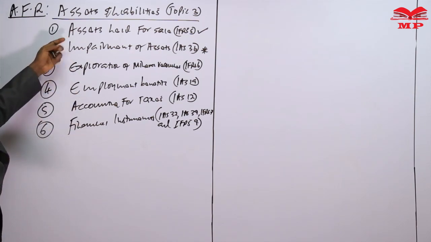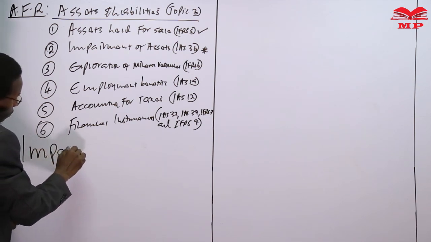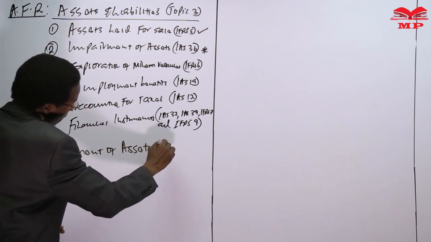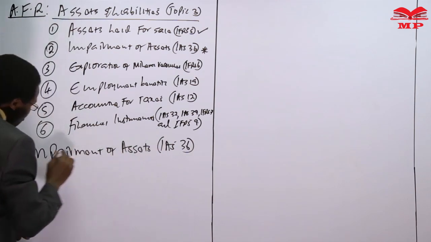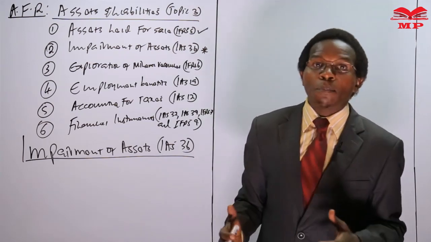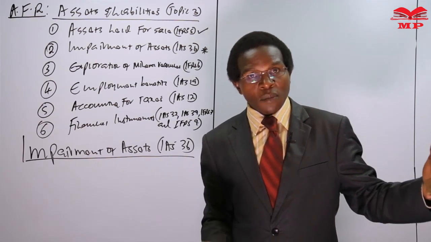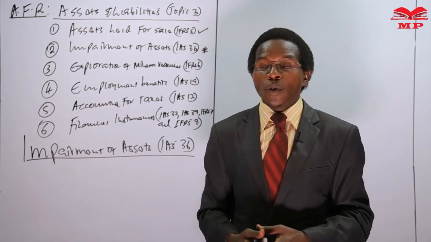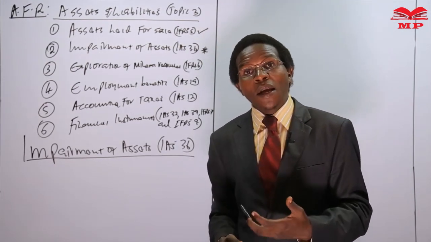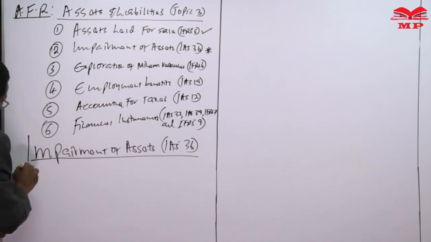We have looked at the first one, so let's look at the impairment of assets. Friends, when you say an asset has been impaired, I'm saying this in reference to the standard and in reference to our study text, the Mans-field publishers. When you say an asset has suffered impairment, then it means that there's a loss of value.